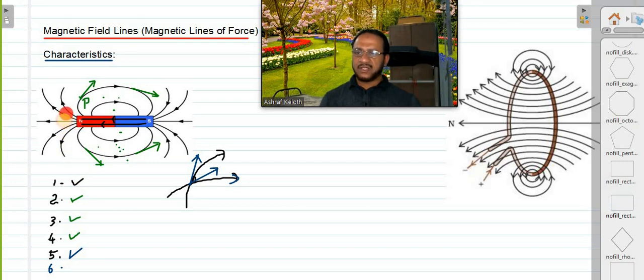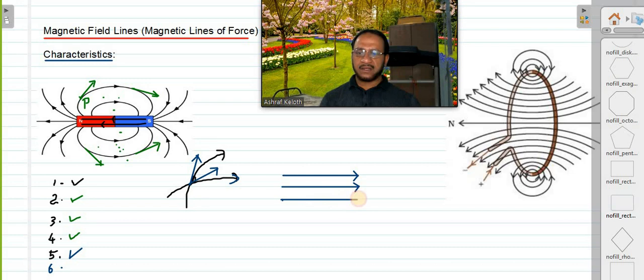And if you take the strength of magnetic field also, in this region more closely packed, it is stronger field. Here less number of field lines means weak field. It means the strength of magnetic field is not same everywhere. So surrounding a bar magnet, the magnetic field is non-uniform. If it is uniform magnetic field, the field lines you can draw like this. They are parallel lines with equal spacing, equal gaps in between the lines.